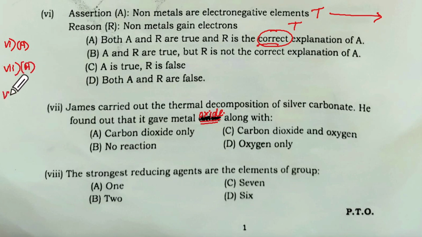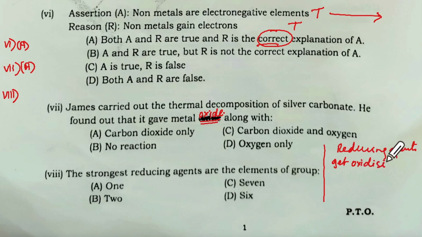Then we come to the eighth one. The strongest reducing agents are the elements of group. Reducing agents. Now this you need a little bit of thinking. What are reducing agents? Write over there reducing agents. Please write over there reducing agents get oxidized, correct?